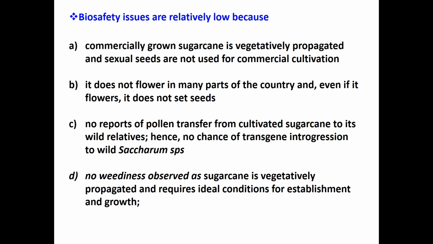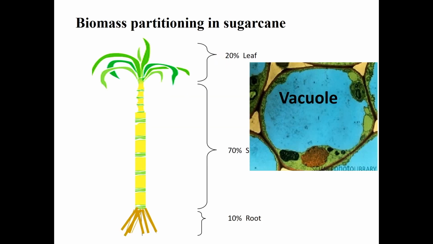It does not flower in many parts of the country, and even if it flowers, it does not set seeds. No reports of pollen transfer from cultivated sugarcane to its wild relatives have been recorded, hence there is no chance of transient introgression to wild Saccharum species. No weediness is observed, as sugarcane is vegetatively propagated and requires ideal conditions for establishment and growth.